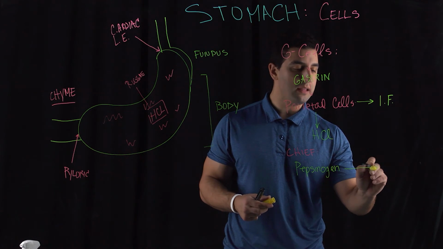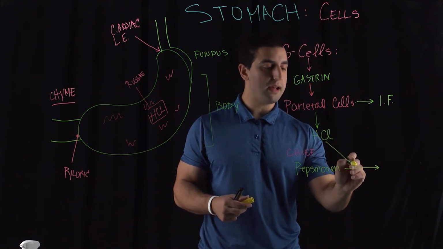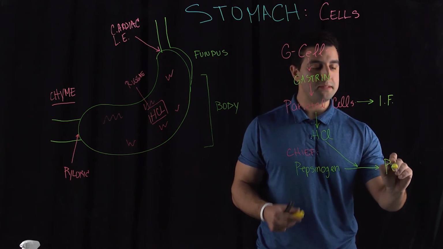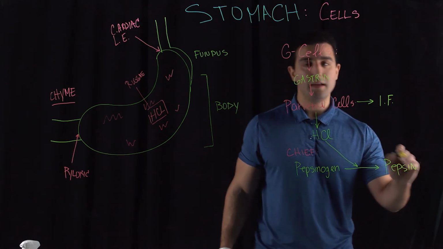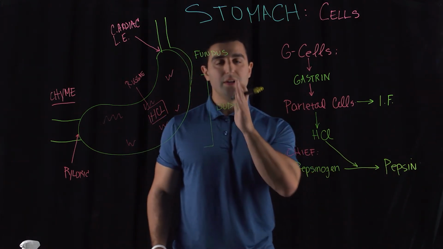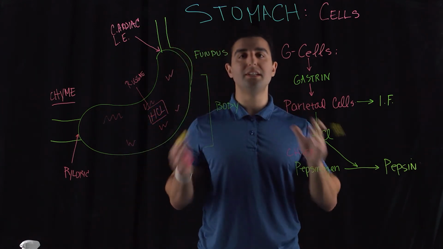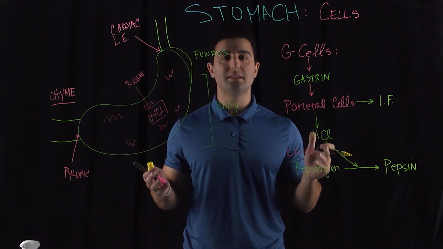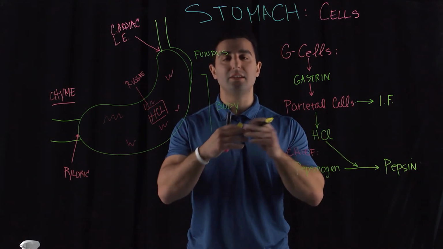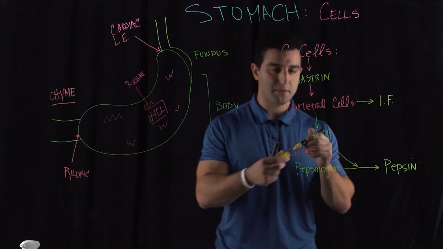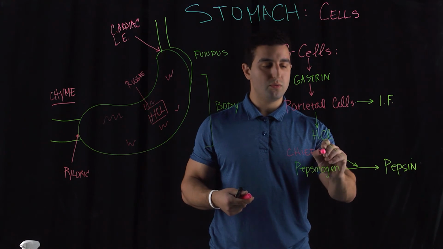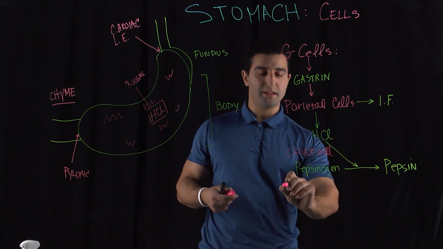The way it gets cleaved is via hydrochloric acid. So hydrochloric acid comes in and cleaves pepsinogen into pepsin. Pepsin is an active protease that can be used to break down proteins into smaller molecules. So what are proteins made of? Amino acids. So it breaks down the amide bonds that connect the amino acids together to have these free-floating amino acids.